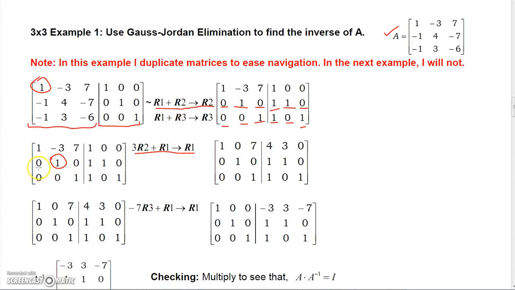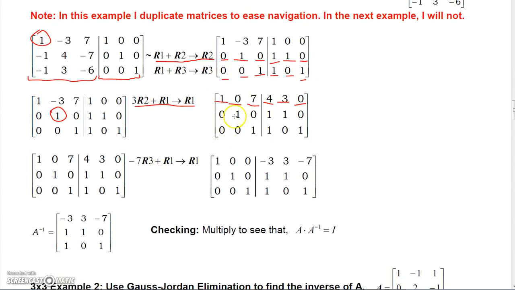So let's do that. If I take 3 times 0, I get 0, plus 1 is 1. If I take 3 times 1, which is 3, and add it to negative 3, I get 0. If I take 3 times 0, I get 0, and plus 7 is 7. And then 3 times 1 is 3, and I add it to the 1, I get 4. 3 times 1 here is 3, add it to the 0, I get 3. And then 3 times 0 is 0, add it to 0, I get 0. So now I've got the 1 here and the 0 above it and below it. Now let's copy that matrix down here.